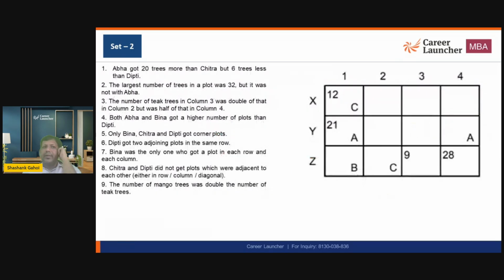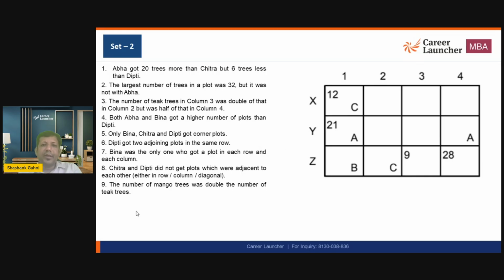Now, what is the information that they are giving? Abha got 20 trees more than Chitra, but 6 trees less than Deepthi. Okay, fair point. The largest number of trees in a plot was 32, but it was not with Abha.